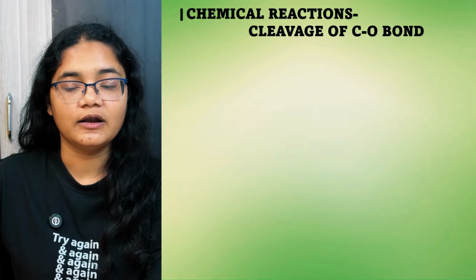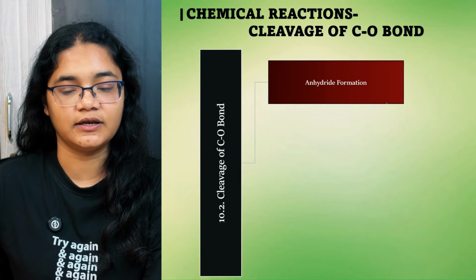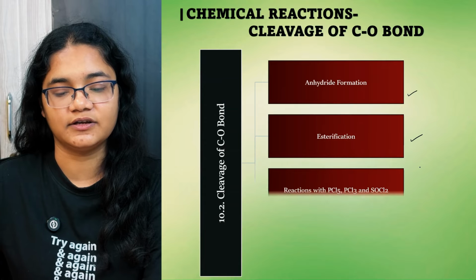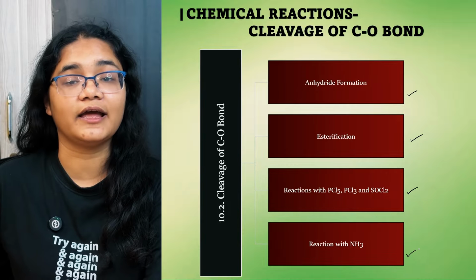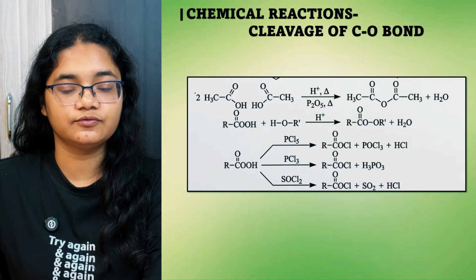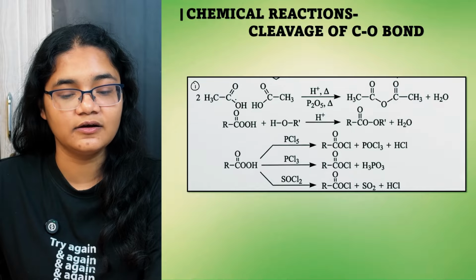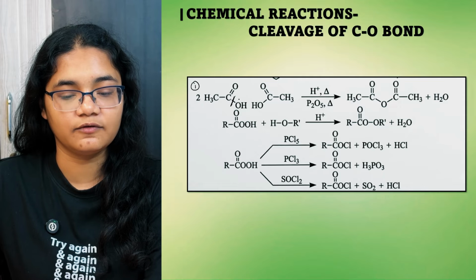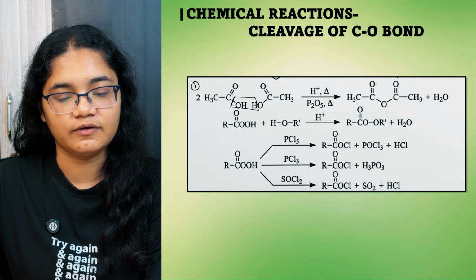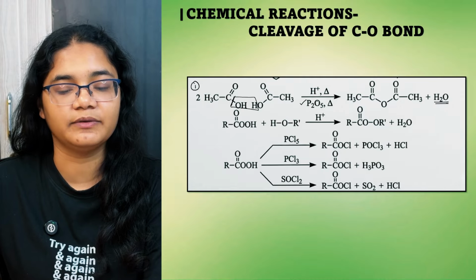Now talking about those reactions where there is a cleavage of CO bond. So the first one here is anhydride formation, esterification, reaction with PCl5, PCl3, SOCl2 and reaction with ammonia. So the first one you can see anhydride formation. Okay, you have one acid here and one acid here. So in this what will happen, from one of the compound OH bond will break and from another H bond will break, and then there is a dehydration. This reaction can take place in presence of P2O5.